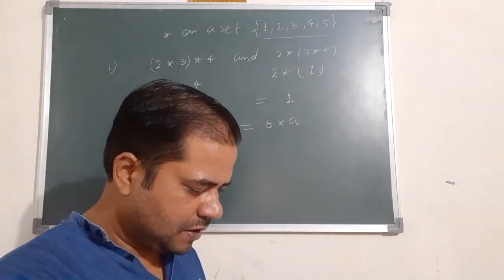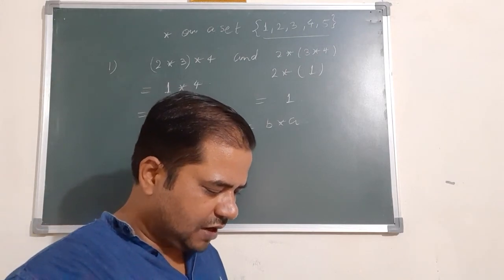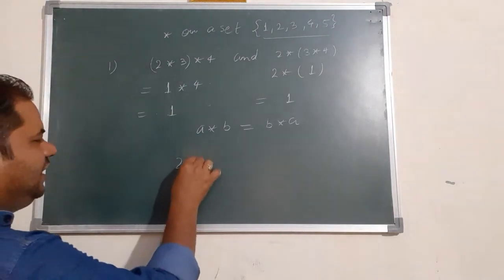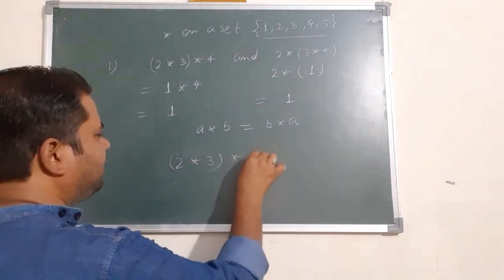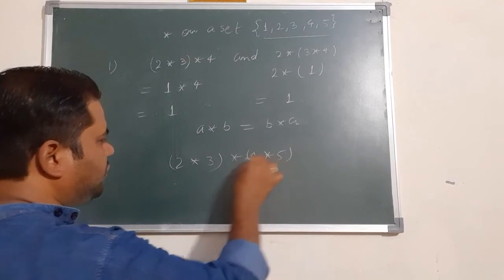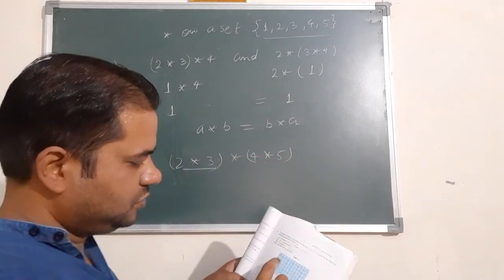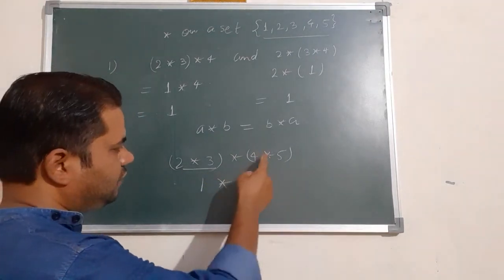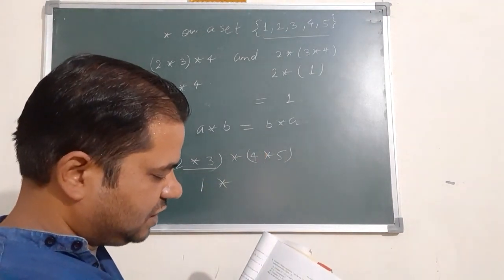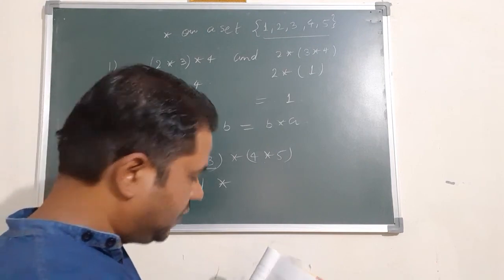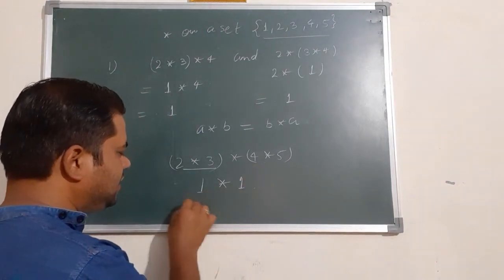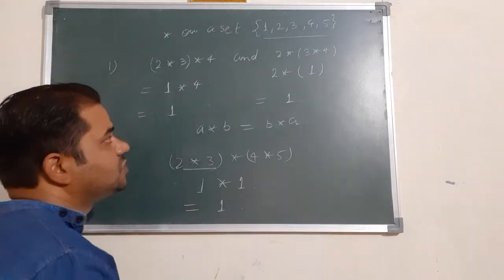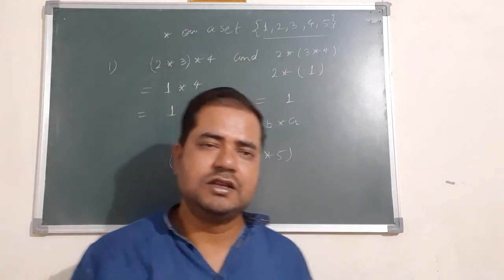And also compute (2 star 3) star (4 star 5). We have to compute this. 2 star 3 is what? 2 star 3 is 1, and 4 star 5 is 1 also. So 1 star 1 is 1 only. Okay, so you may understand this also.